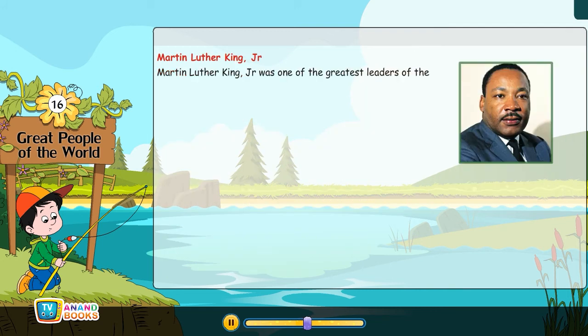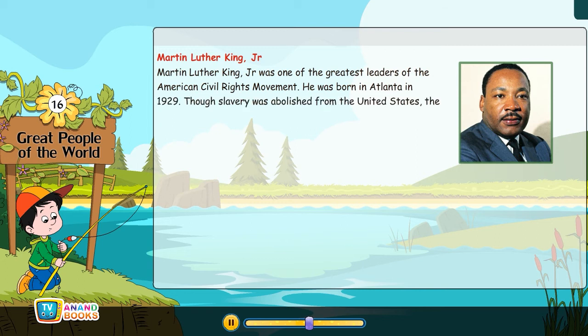Martin Luther King Jr. Martin Luther King Jr. was one of the greatest leaders of the American Civil Rights Movement. He was born in Atlanta in 1929.